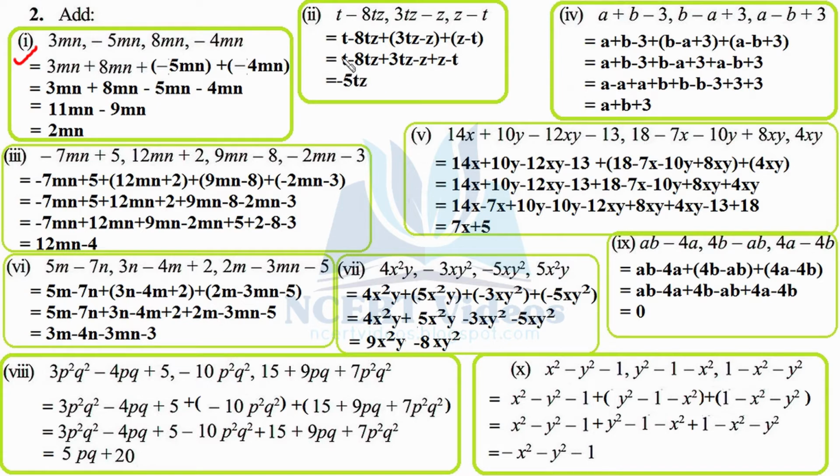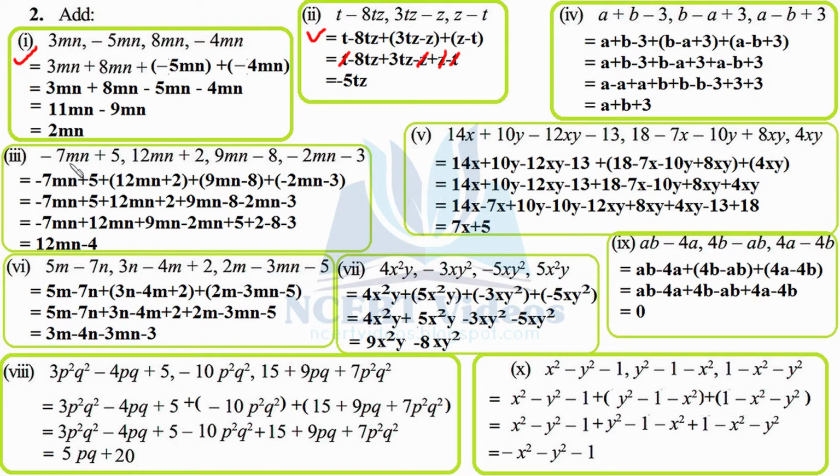Searching for single t, 1t and positive t. So this t and this t get cancelled. Now this z and this z get cancelled. Only left with this, and they are like terms. So minus 8 plus 3 is minus 5, and putting tz because they are like terms. That's second. Third, minus 7mn plus 5, 12mn plus 2, 9mn minus 8, minus 2mn minus 3.